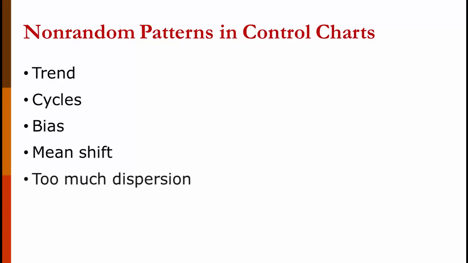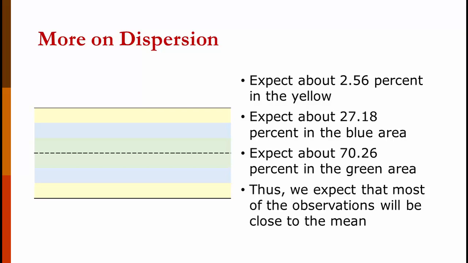You can look for cycles where things go up and down and up and down. That could be operator error, could have a lot of causes. You can look for bias, where more of the points are above the center line or more below the center line. You can look for a mean shift that's been at 1 inch, 1 inch, all of a sudden it's at 1.1 inches. And you can look for too much dispersion. Looking for above the upper control limit or below the lower control limit is not really enough.